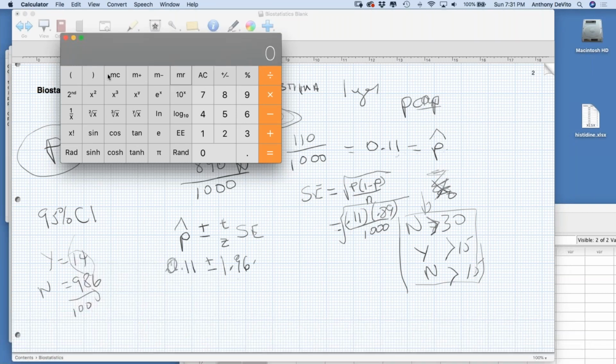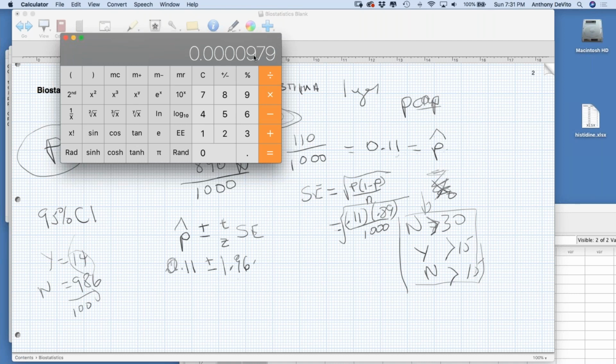Okay, so let's clear this. Let's see. I'm going to take 0.11 times 0.89. That's going to be equal to 0.0979. And I'm going to divide that by 1,000. That's going to be equal to this nice small number that we round up with here.